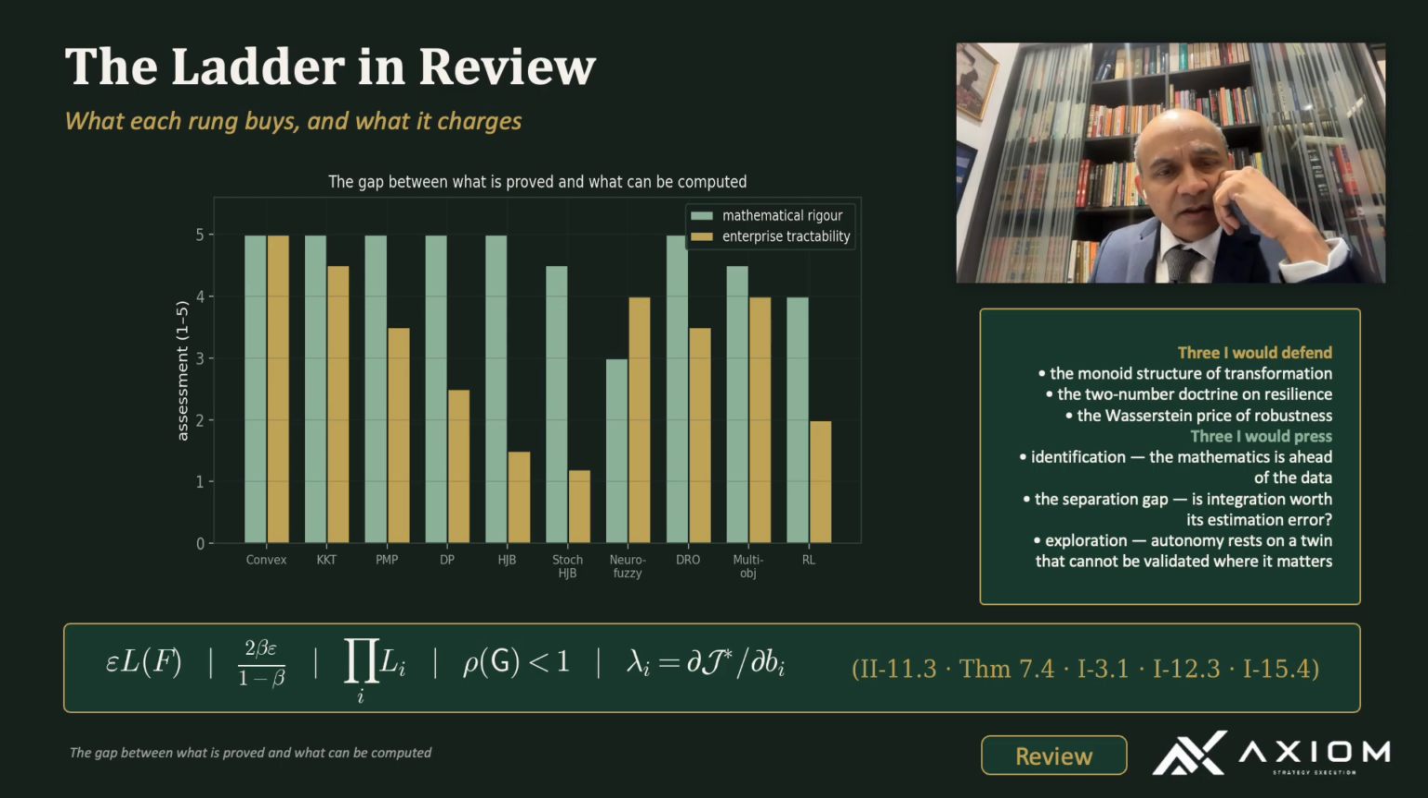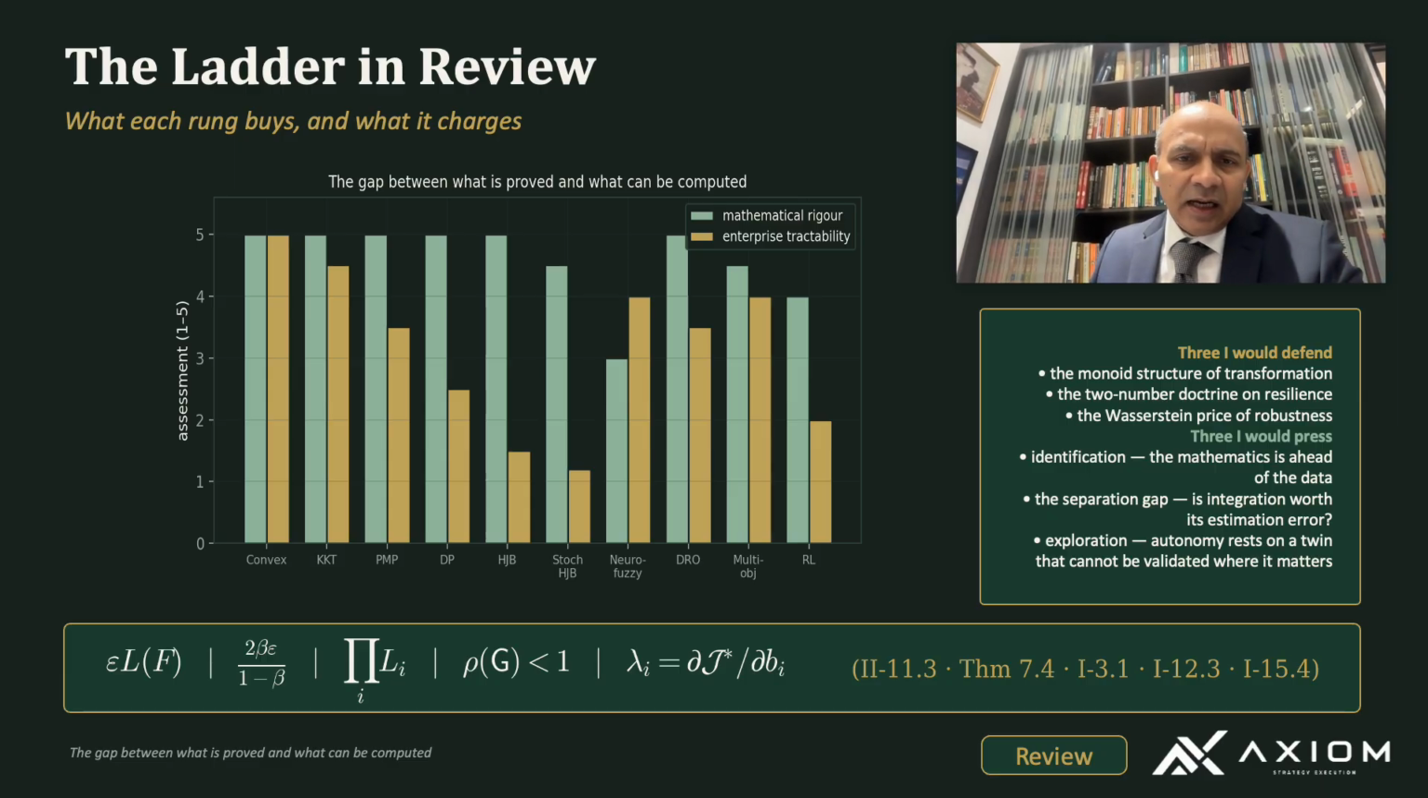HJB and verification gives us certification rather than search, but it costs us a PDE nobody will solve exactly in an enterprise dimension. Stochastic HJB gives us option value in the curvature of V, but it costs us identification of sigma. Neurofuzzy gives us a prior on the policy where the dynamics are unidentifiable, but it costs us sample complexity that no theorem here bounds.